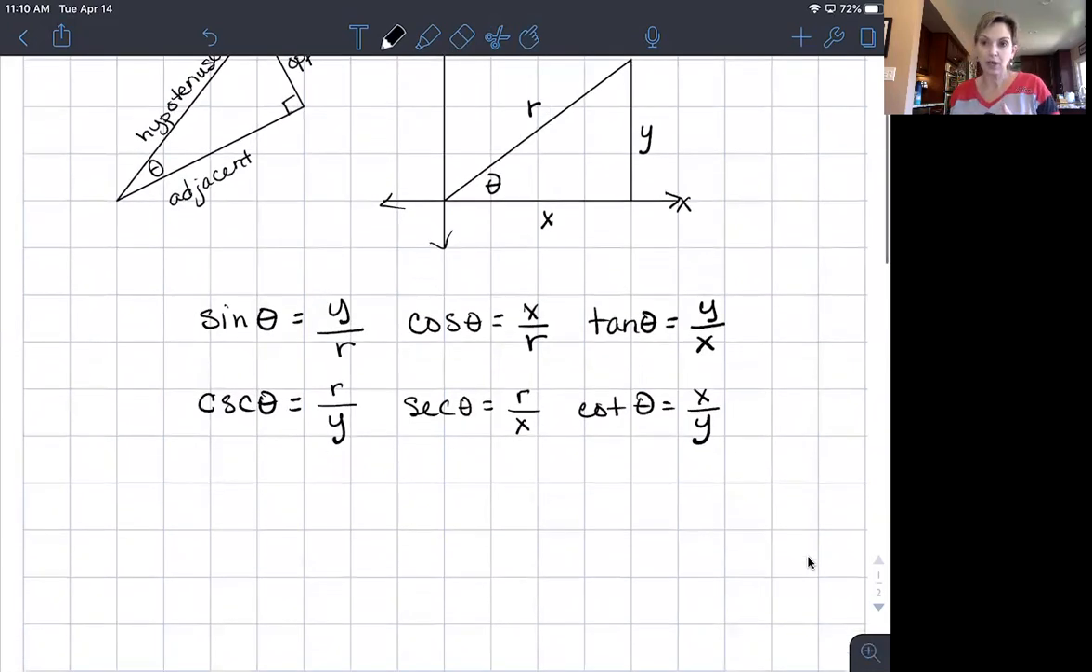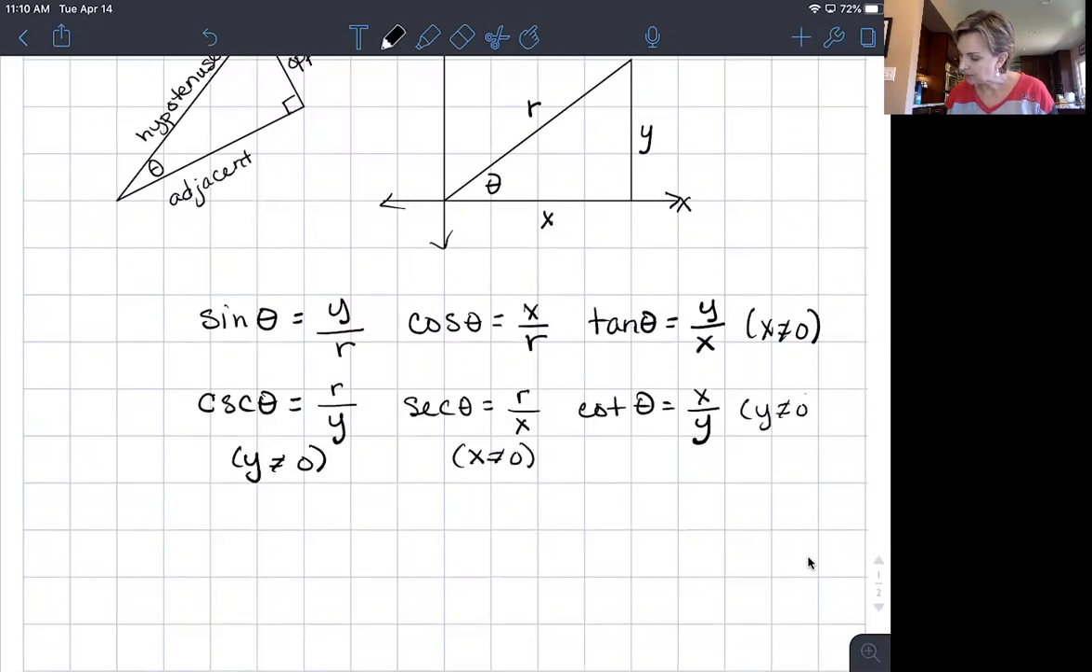A couple things you need to watch out for now is we have some X's and Y's in our denominators, right? So when you're doing tangent, your X cannot be 0. When you're doing cosecant, your Y cannot be 0, because if it is, then your cosecant is undefined. When you're doing secant, your X cannot be 0. And when you're doing cotangent, your Y cannot be 0, right? When any of those things happen, then you've got an undefined trig function.